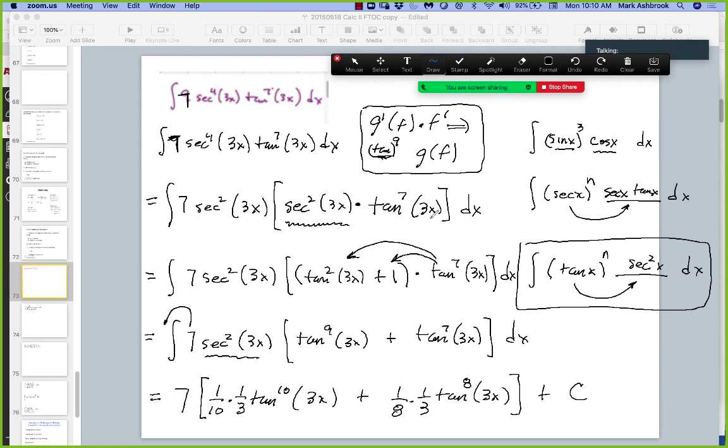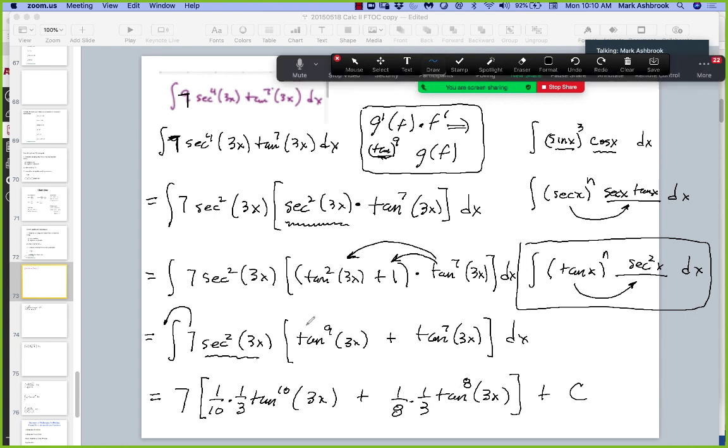Okay. And then what about the tangent to the 7th? Or we haven't gotten there yet? Yeah, we did it right here. So it's the same thing again. So now you have secant squared times tangent to the 7th. It's the same thing again. Yeah, I understand that. Okay, thanks. Sure.